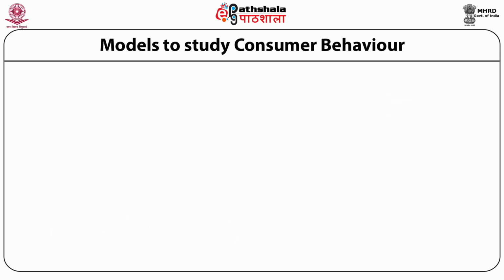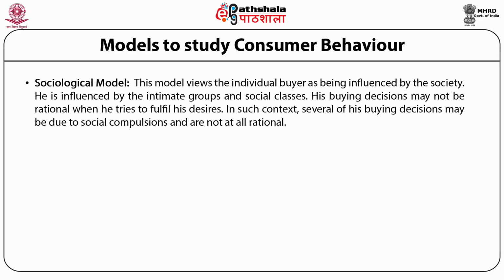The next model to study consumer behavior is the sociological model. This model views the individual buyer as being influenced by society. He is influenced by intimate groups and social classes. His buying decisions may not be rational when he tries to fulfill his desires. In such a context, several of his buying decisions may be taken due to social compulsions and not at all on rational aspects.